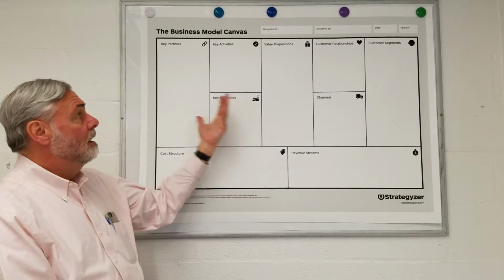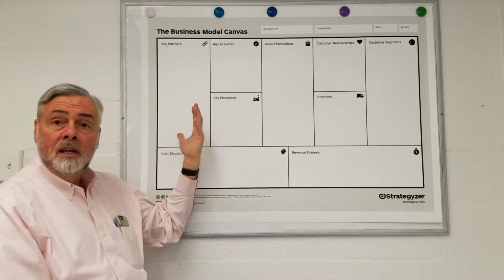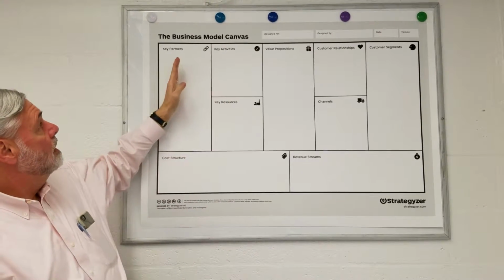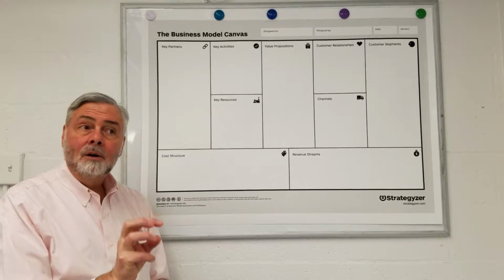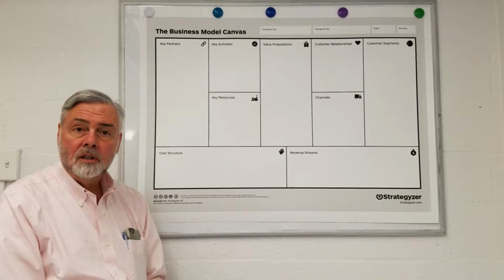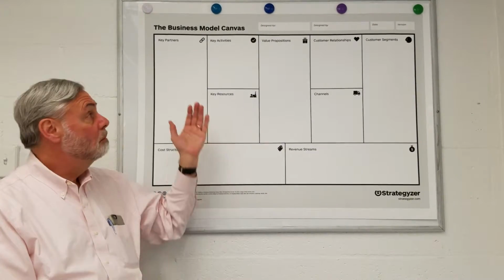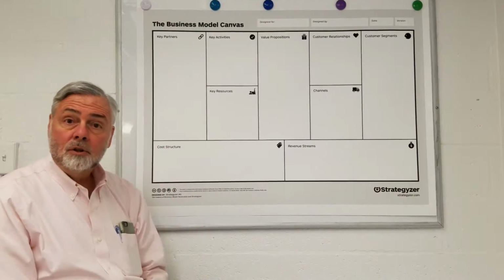Now, the other side, the left side of the canvas, is the operational and cost side. So the main one here is your key partners. So think hard about who outside your venture you need to have a relationship with, you have to have agreements with to make your venture successful. Sometimes that's intellectual property. So if you need to license a technology from somebody, those would be a partner outside your venture.